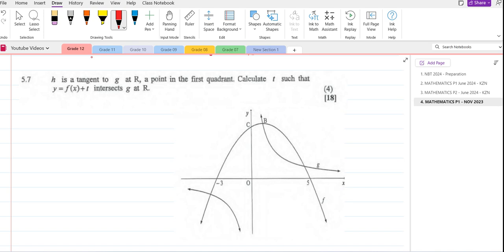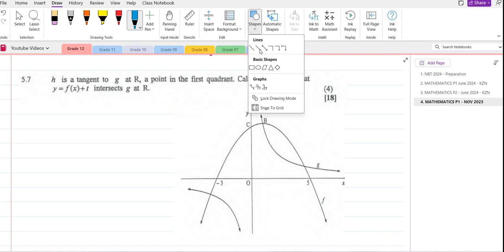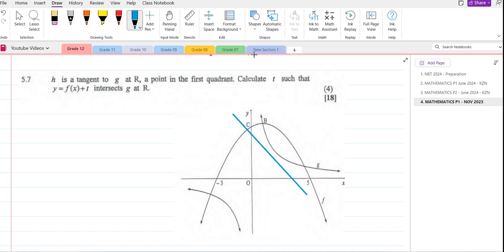So there's a tangent line here. I can only have a decreasing one. So that's basically my thought. This is a tangent line, tangent to this graph g. Calculate t such that y equals f of x plus t intersects g at R. So that's the coordinates of R.